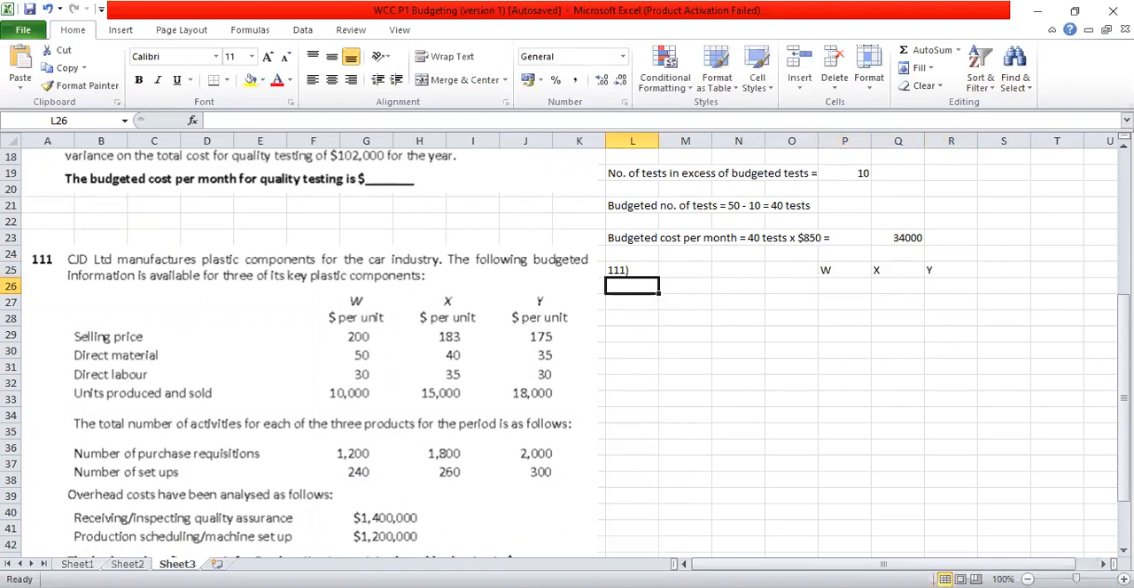There are two different overhead costs: receiving, inspecting, and quality assurance. If that is the case, then the appropriate cost driver, the number of activities for each of these products for the period is as follows. So we can link the overheads with the cost drivers.